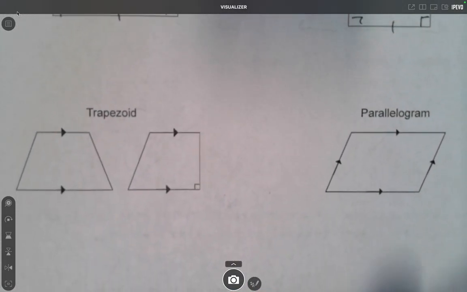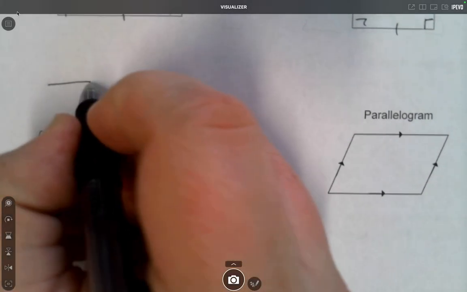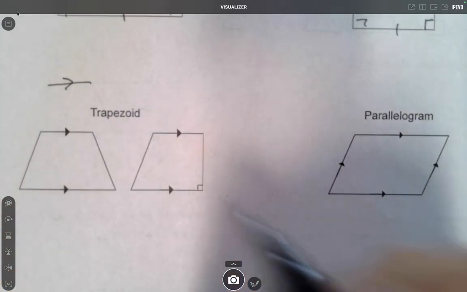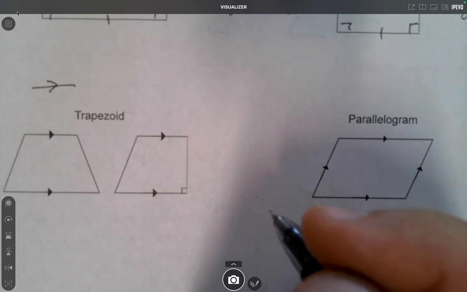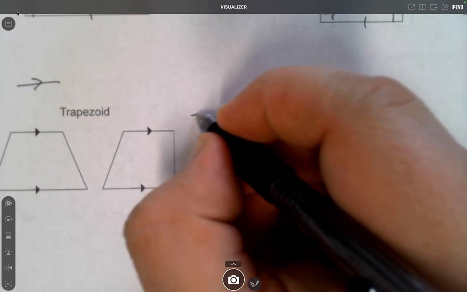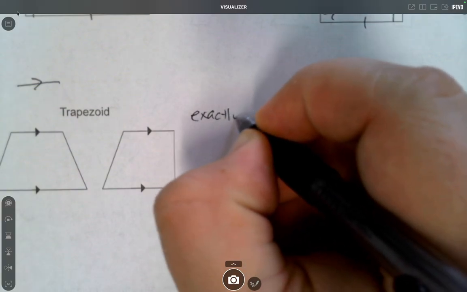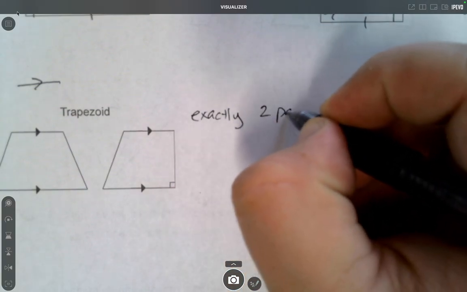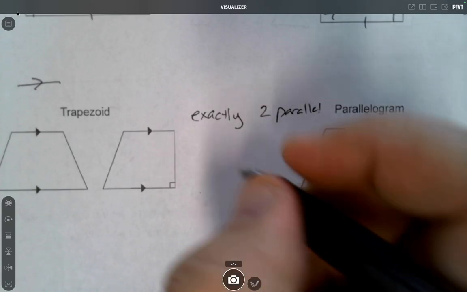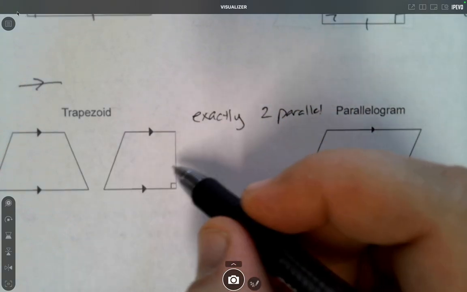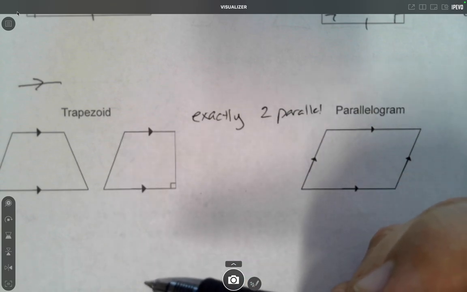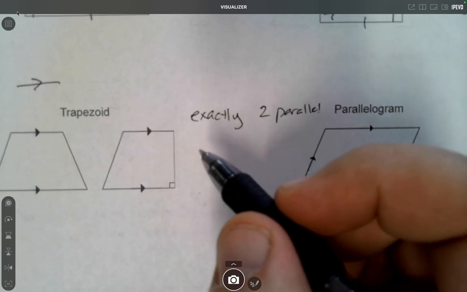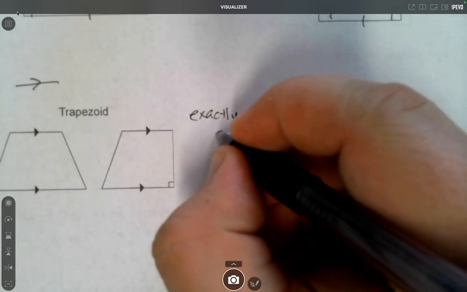Okay, these are trapezoids. These little arrows right here, and sometimes they'll be written just more like this instead of boxed in like that, those arrows mean they're parallel. So trapezoids have exactly two parallel sides. In other words, only one pair can be parallel. If these were parallel and these two are parallel, we're not trapezoids anymore. So a trapezoid has exactly two parallel sides.